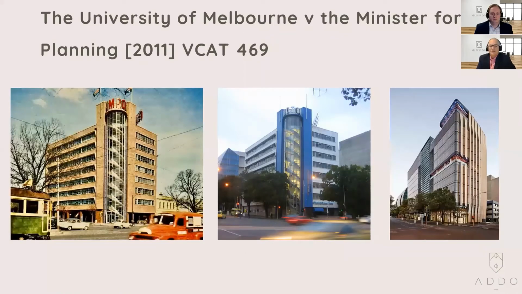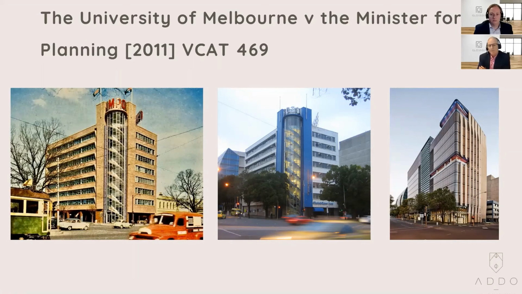The next case is that of the University of Melbourne versus the Minister for Planning. It's a 2011 case. The three images on the page at the moment show the Ampol building on the corner of Elizabeth Street up near the Haymarket roundabout there in its heyday. The middle image is what it was like more or less at the time that the application was made, and the third image is the building that was proposed for the site.